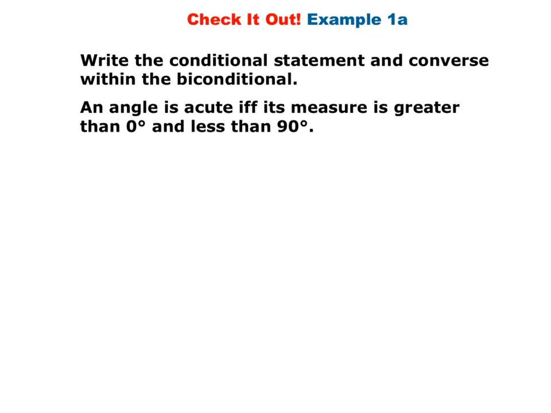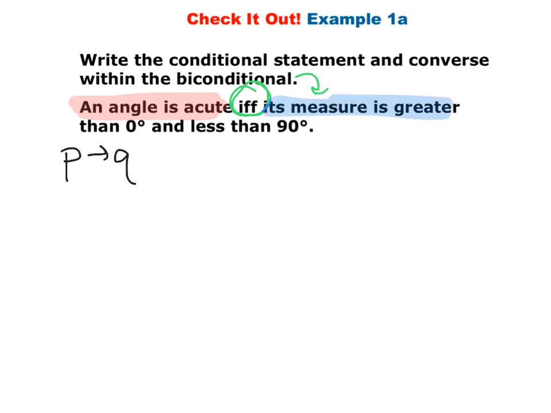Write the conditional statement and converse within the biconditional. So the biconditional is given. So we have an angle is acute if and only if its measure is greater than 0 degrees and less than 90 degrees. So our conditional statement is if P, then Q. So let's identify our P, then Q. So our P would be an angle is acute, and our Q would be its measure is greater than 0 degrees and less than 90.